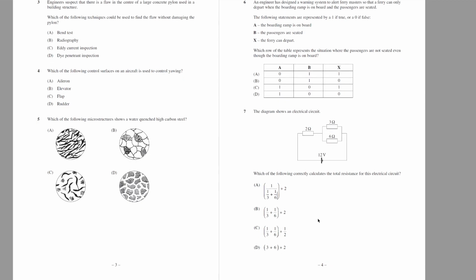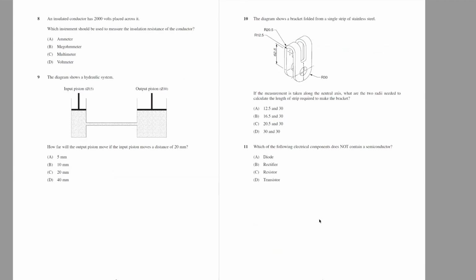Question 8. A conductor has 2000 volts. So what would you use to measure the resistance? We can use a multimeter, which can be used indirectly to calculate resistance, but megohmmeters are the better things to directly calculate resistance.